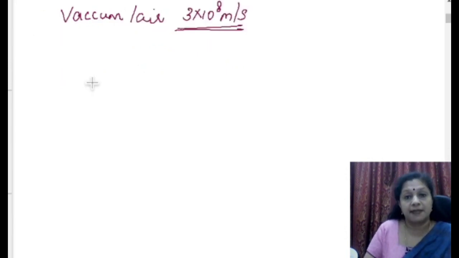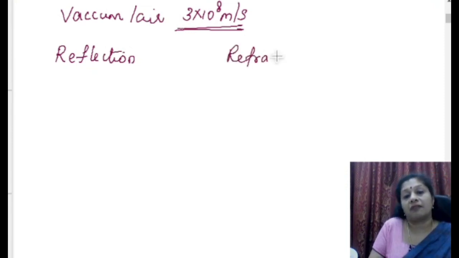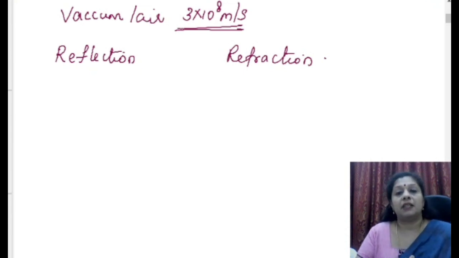As the chapter name suggests, we are learning two properties of light here. So one property is the reflection of light. The second is the refraction of light. So imagine you have two materials. One is an opaque one, the other one is transparent one.